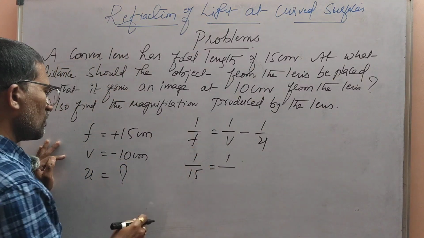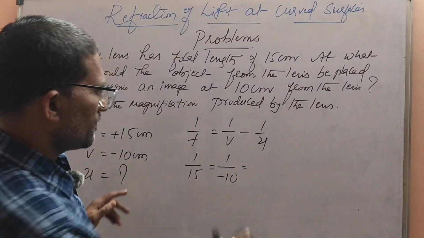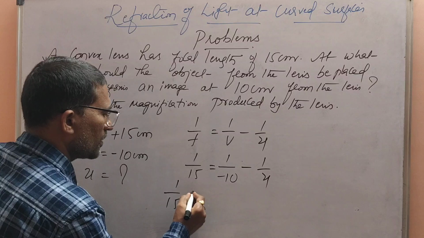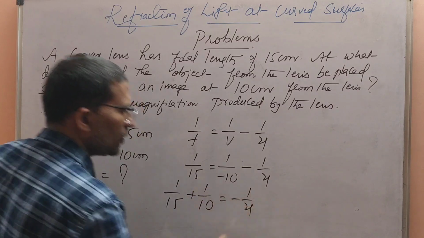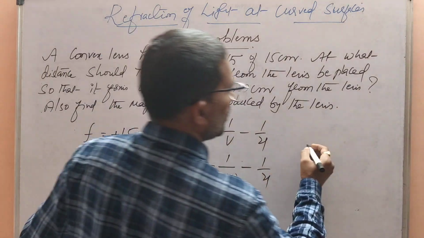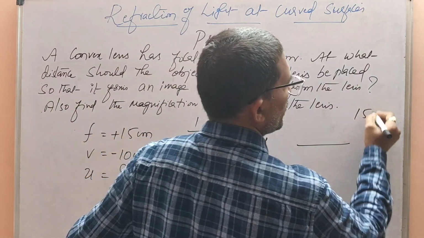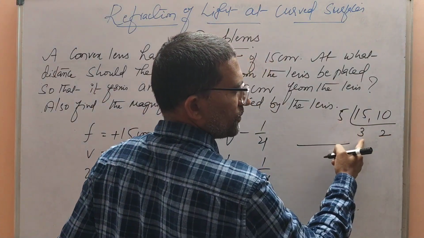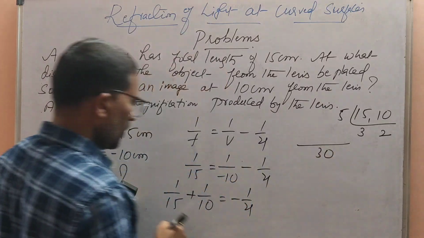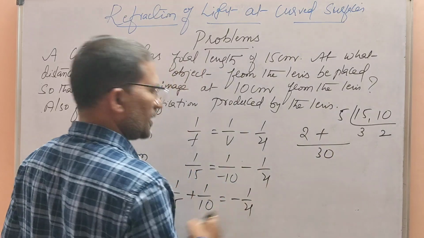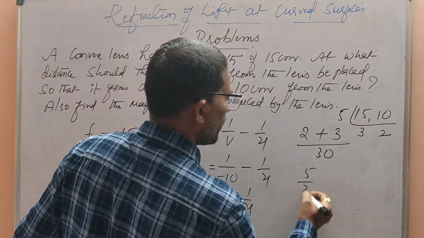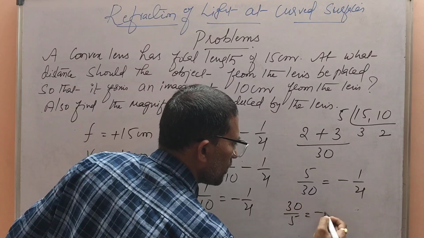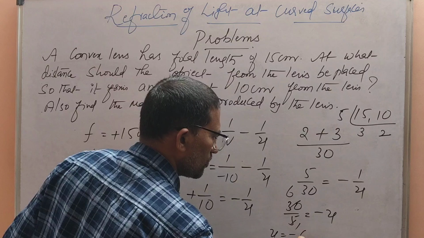1 by v minus 1 by u. V is minus 10, so 1 by 15 is equal to minus 1 by 10 minus 1 by u. Bring this one this side. It will become 1 by 15 plus 1 by 10 is equal to minus 1 by u. Now the LCM. How much will be the LCM? 5 ones are 5, 5 threes are 15, 15 twos are 30. That is, 30 will be the LCM. Now 15 will go in 30 two times, that is 2, plus 10 will go 3 times, that is 3, that is 5 by 30 is equal to minus 1 by u. Now I will write the reciprocal: 30 by 5 is equal to minus u. 5 sixes are 30, so u is equal to minus 6.